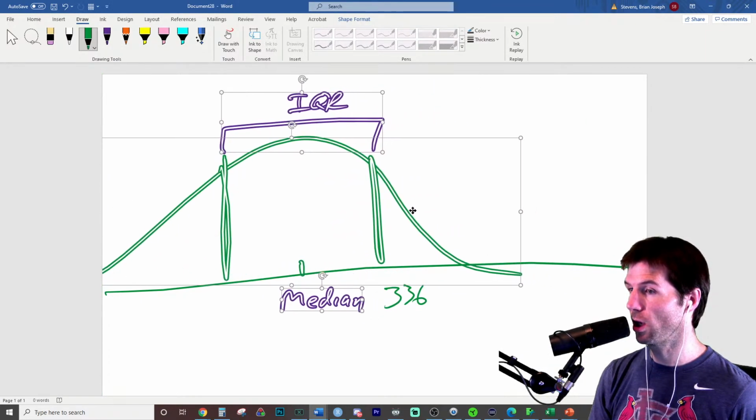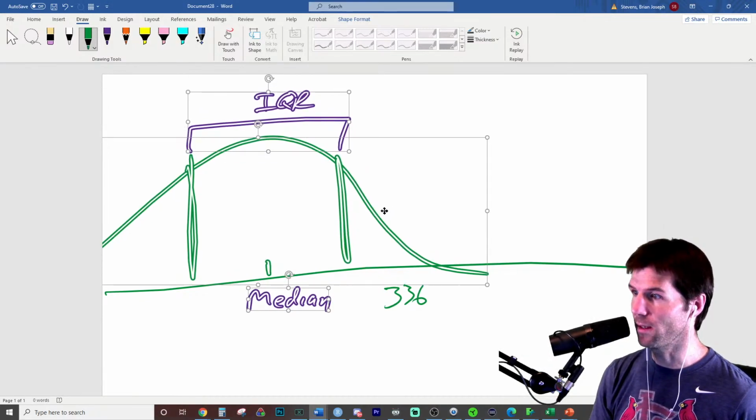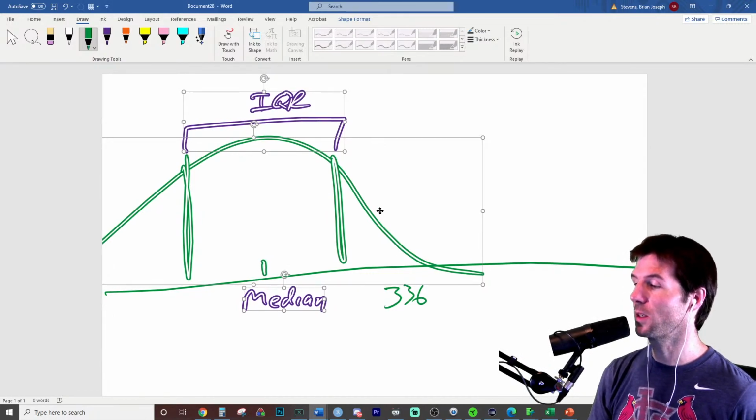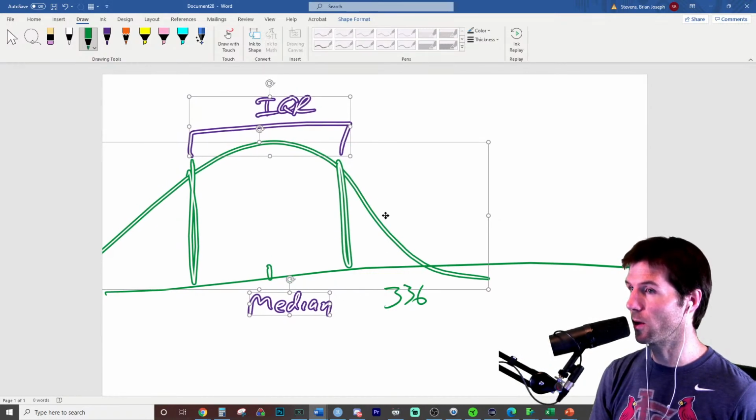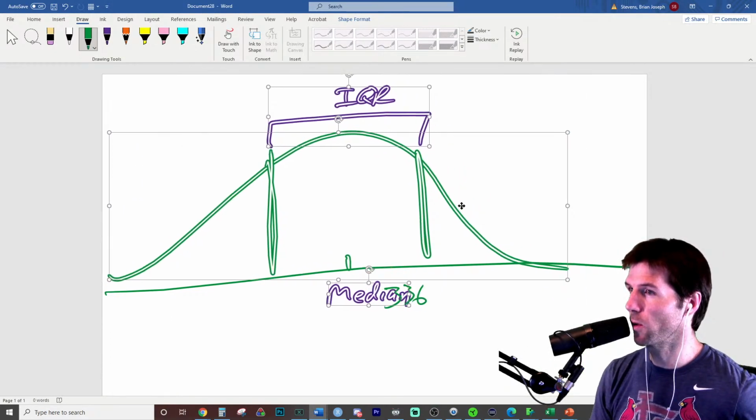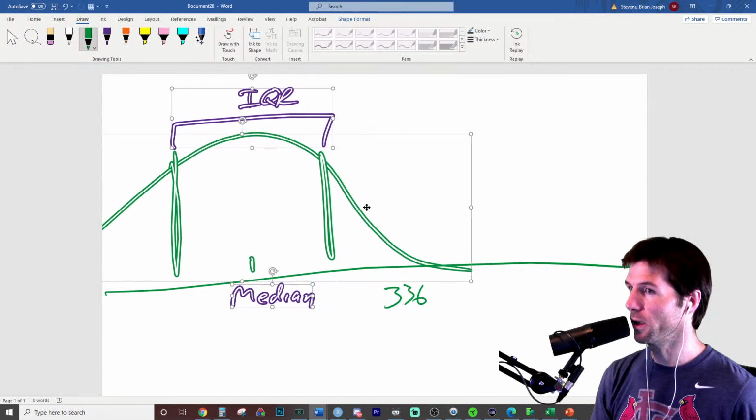What value has changed when we no longer take 336 as a median? What value has changed right here? The median is getting smaller. Exactly. The median is getting smaller. What's happening to the IQR though? So watch the IQR and just look at the IQR. What is happening to the IQR of the distribution?